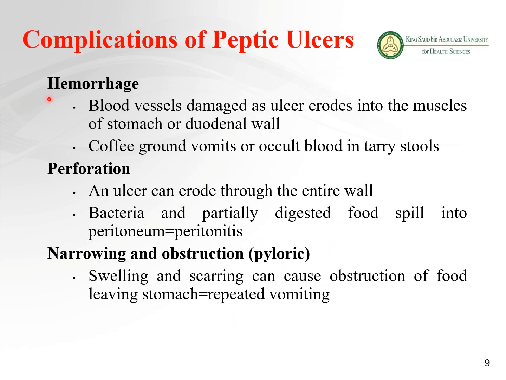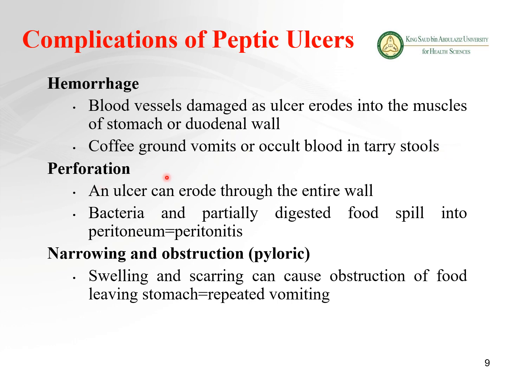Complications, so what will happen? Hemorrhage, bleeding. Blood vessels are damaged as the ulcer erodes into the muscles of the stomach or duodenal walls. That will lead to coffee ground vomit or occult blood in tarry stools, also called melena. Because of this bleeding, the vomit will become coffee ground colored. Also the stool will become tarry and blackish, because of the bleeding within the GIT.